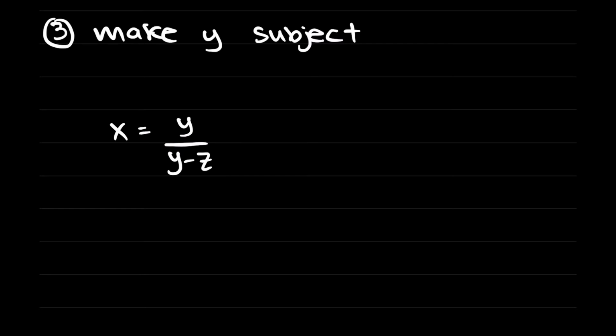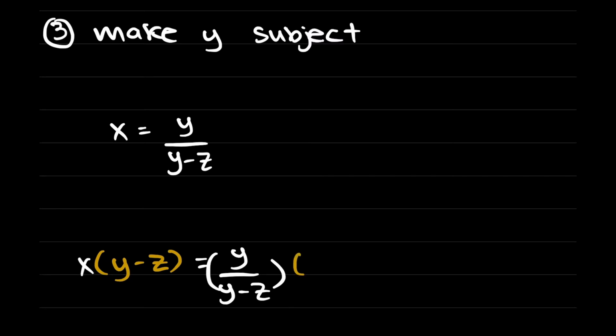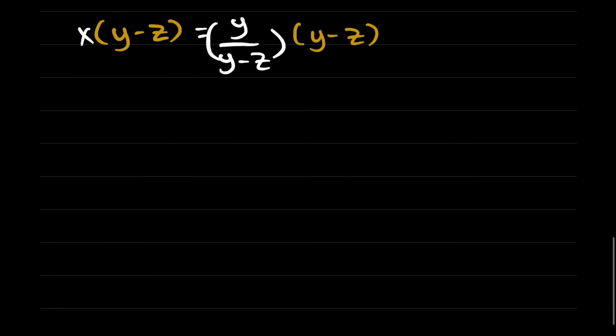On the left hand side, we take x and multiply it with y minus z. And on the right hand side, you still have y over y minus z, and you want to multiply this with y minus z. For the same reasoning, this y minus z and that y minus z cancel each other out, because you have y divided by y minus z multiplied by y minus z. The multiplication and the division cancel each other out. On the right hand side, that leaves us with y.